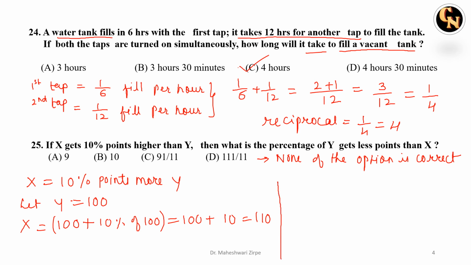Second part: what is the percentage by which Y is getting less points than X? So they are saying Y is getting less percent than X. Let us do the second part. Y less than X will be how much? It will be 110, because X is 110, minus Y, which we have considered as 100.